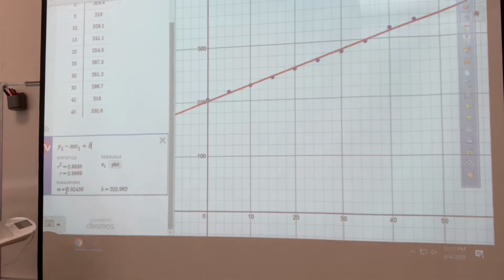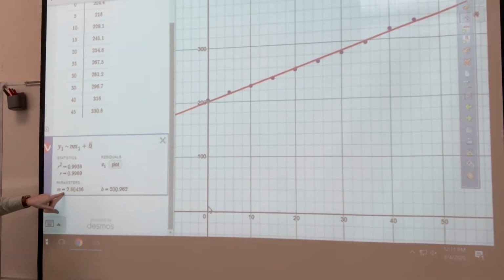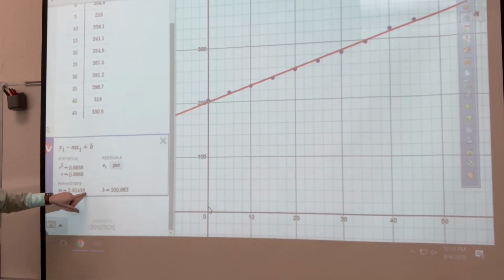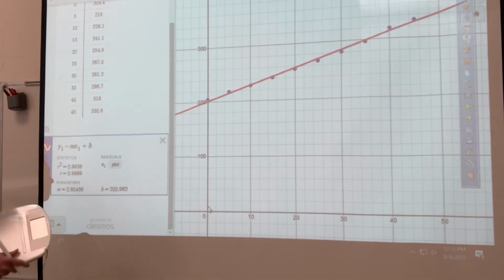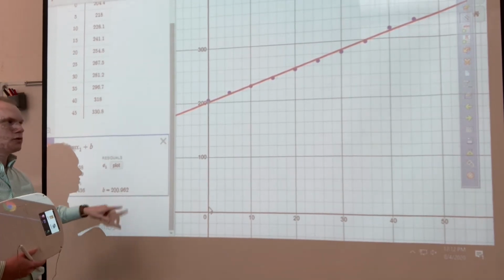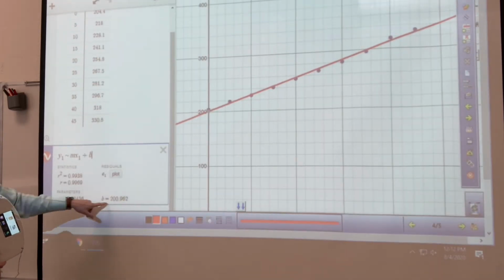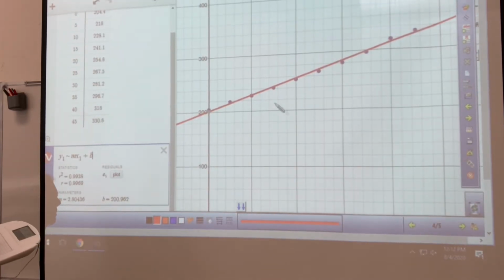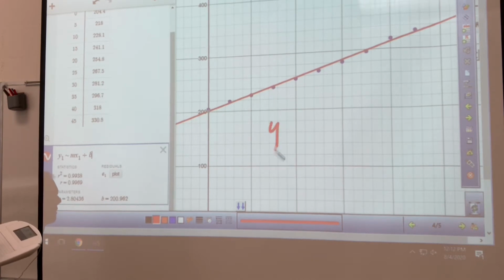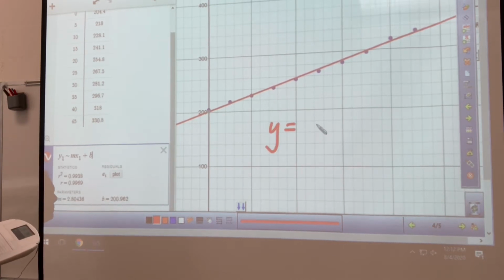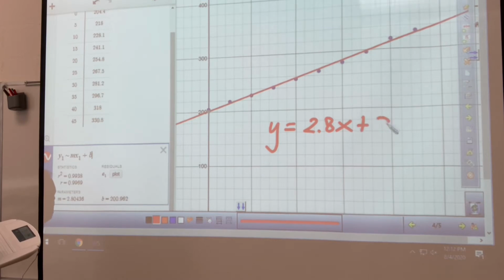But for now, I want you to focus on the parameters. We have m equals 2.80436 approximately. And then b is a little bit over 200. So if we were to take our m and b values and actually create a function for this, it would be y equals 2.8 approximately, so I'm going to approximate it with 2.8, x plus, I'm going to approximate this one as well, 201.